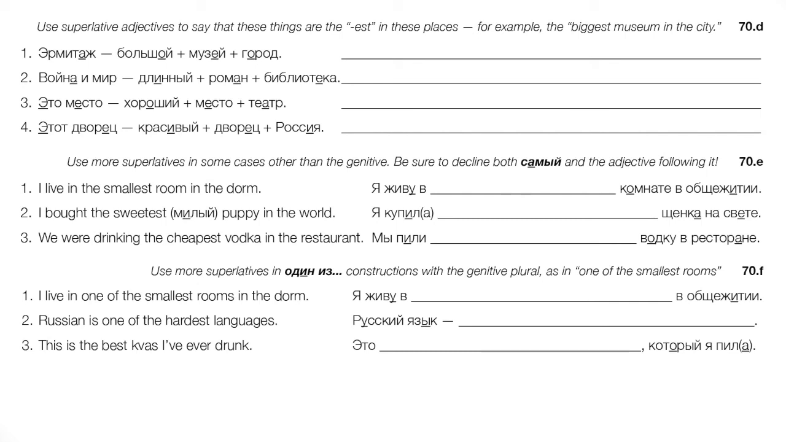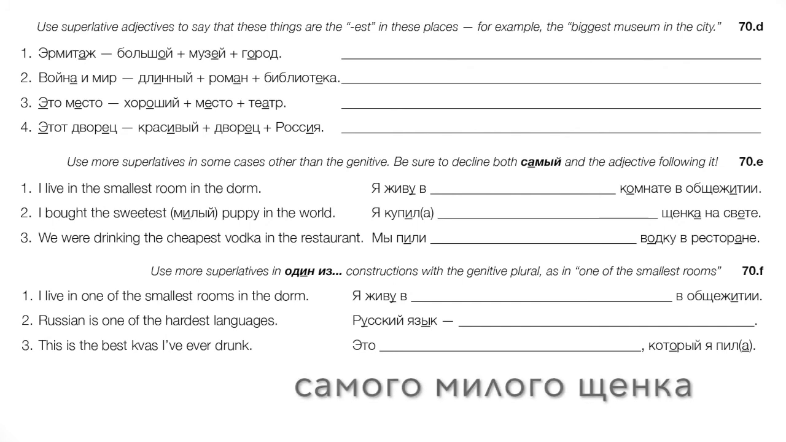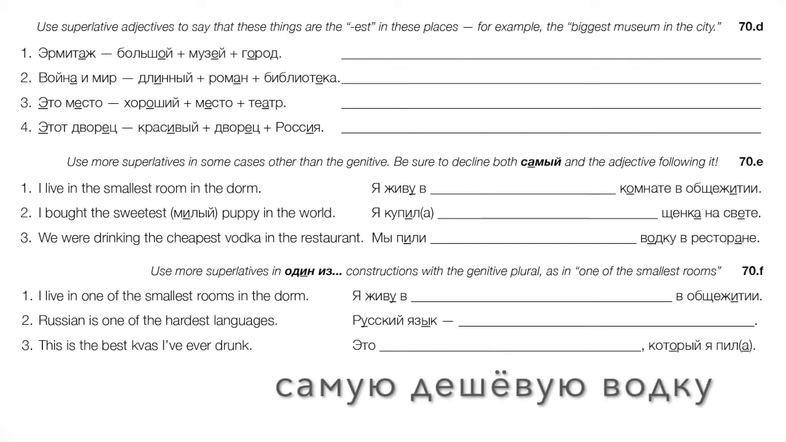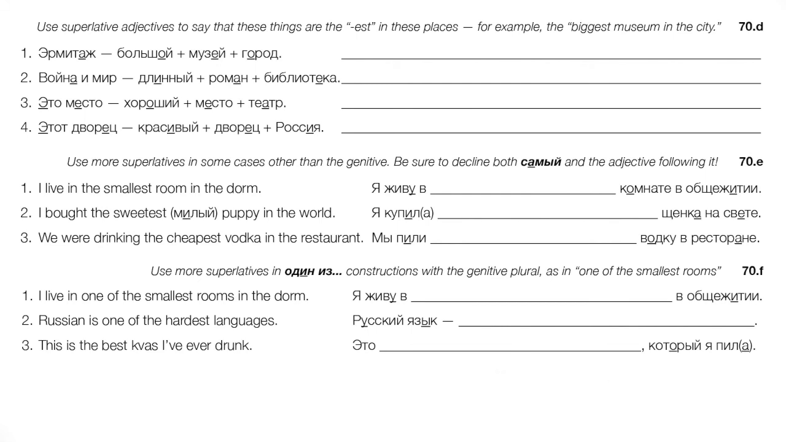Two. I bought the sweetest puppy in the world. Я купил, or я купила, самого милого щенка на свете. Right, here we have a masculine animate accusative. Самого милого щенка, so of course it looks like genitive. Three. We were drinking the cheapest vodka in the restaurant. Мы пили самую дешевую водку в ресторане. There, a feminine accusative singular.